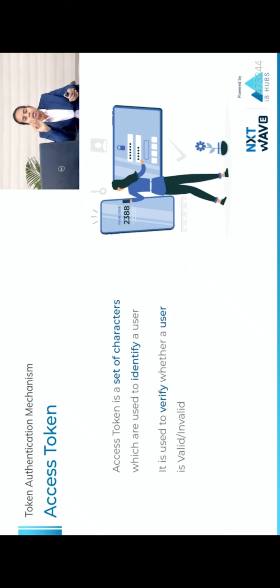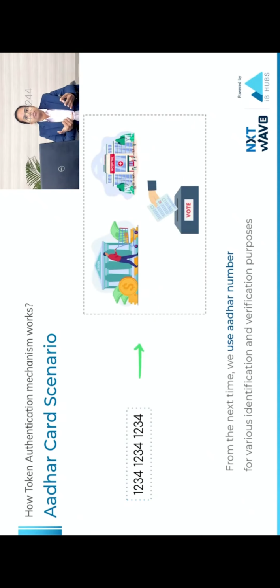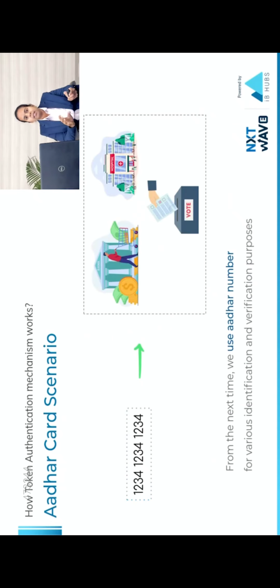You can understand this with the help of the Aadhaar card analogy. Initially, we provide various details like the name, date of birth, gender, phone number, address, our fingerprint, iris scan, and so on. With these details, we finally get an Aadhaar card with an Aadhaar number. Later on, for various identification purposes or for using various services, we just need to provide the Aadhaar number. Each and every time we need not provide all these details. The Aadhaar number itself is sufficient for making use of various services.